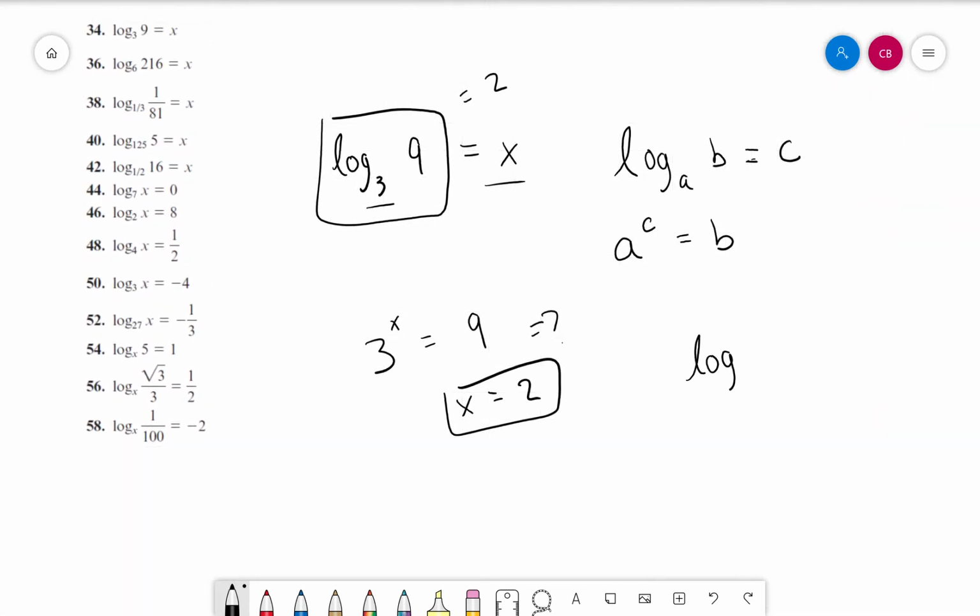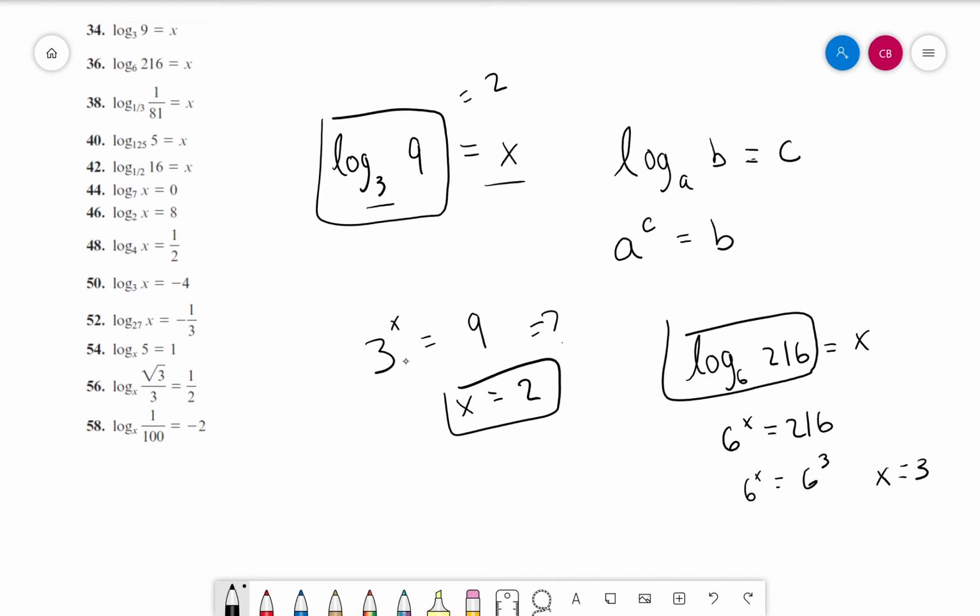Log base 6 of 216 is equal to x. Well, then this is just 6 to the x is equal to 216. And so we need to figure out what power: 6 to the third is equal to 216, so x must equal 3. And therefore this is equal to 3. That's kind of straightforward on how you do these ones. So let's go to another example.